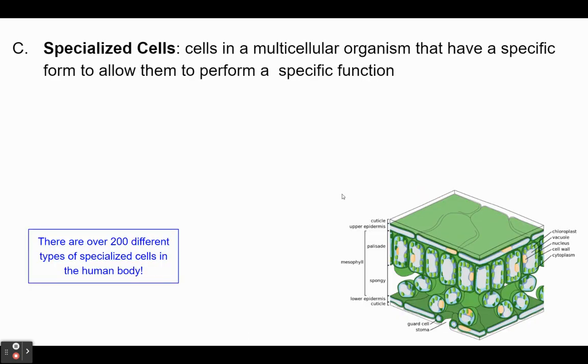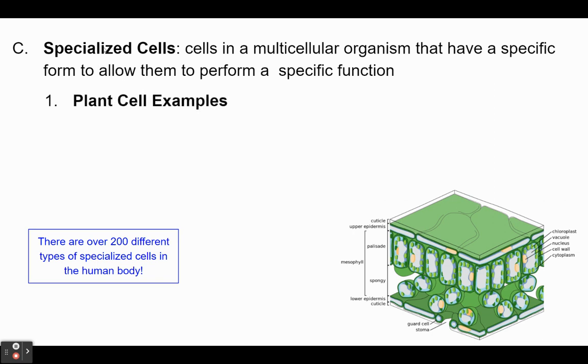Our third section, section C, is specialized cells. Specialized cells are cells in a multicellular organism that have a specific form to allow them to perform a specific function. Contrast this with the unspecialized cells of a single-celled organism, where there's just one cell and it's got to do everything. It's got to have all parts and do all functions. In a multicellular organism, each cell can look a little different and do something a little different to perform a specific function. We're going to give you some examples in plant cells and animal cells.